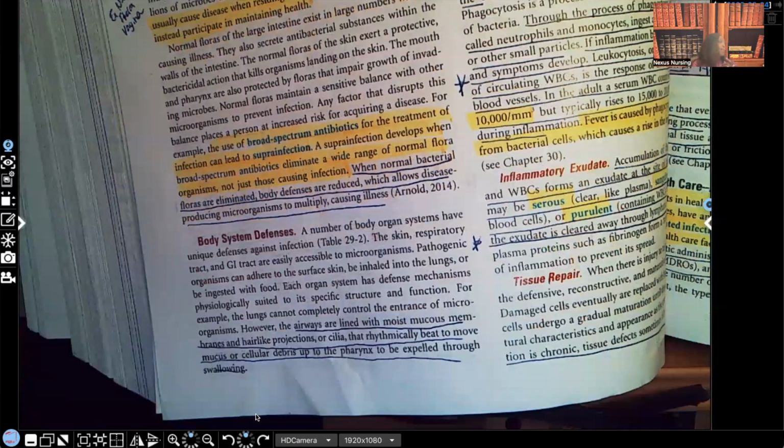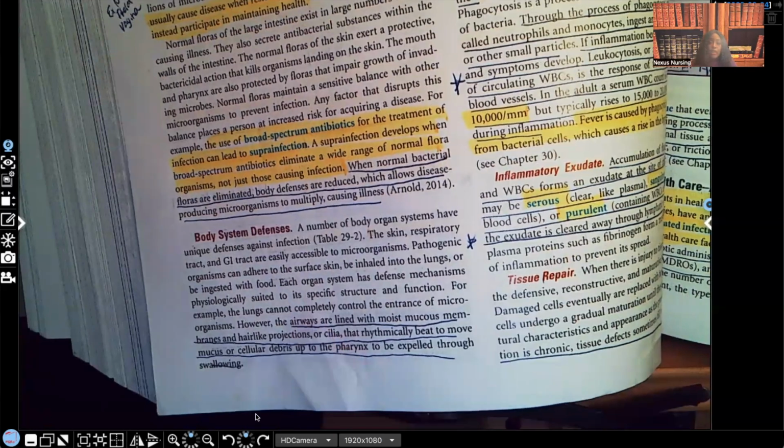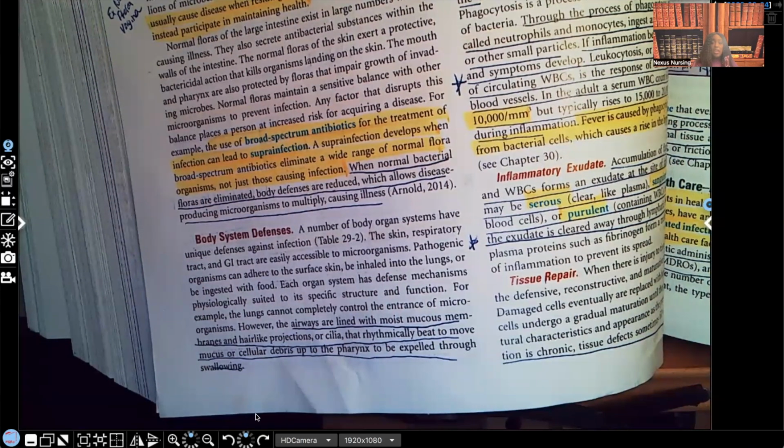Let's talk about body system defenses. I'm down here. The airways are lined with moist mucous membranes and hair-like projections or cilia. You guys learned about cilia in A and P. They help to move things along, right? They help to get rid of those pathogens. That, look what it says, rhythmically beat to move mucus or cellular debris up to the pharynx so the patient can cough it up, or it can be swallowed. But the point is, it can get expelled.